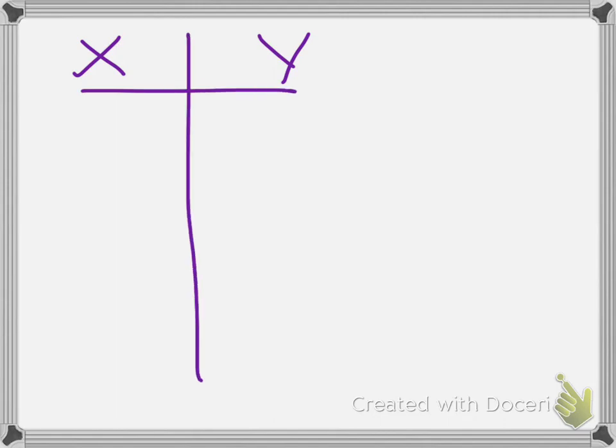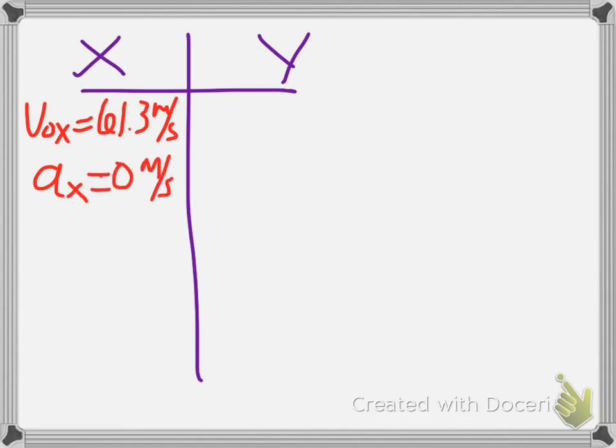So we are now ready to set up our lovely t-table. So we have x, we have y. Let me get this t-table set up. There we go. Let's get back over to colors. So we use red for x, right? The initial velocity in the x direction was 61.3 meters per second. Do we know anything else in the x direction? Well, sure we do. We know that the acceleration in the x direction is 0 meters per second squared.